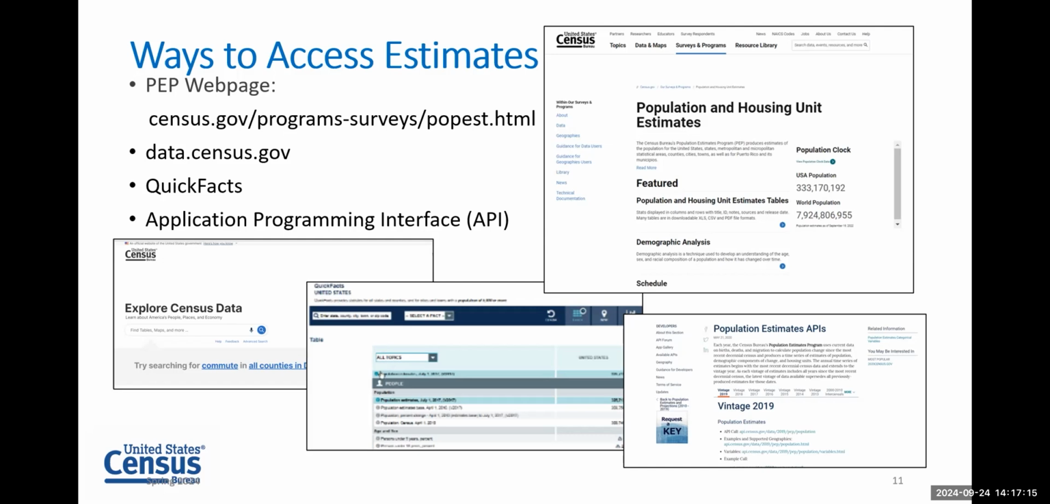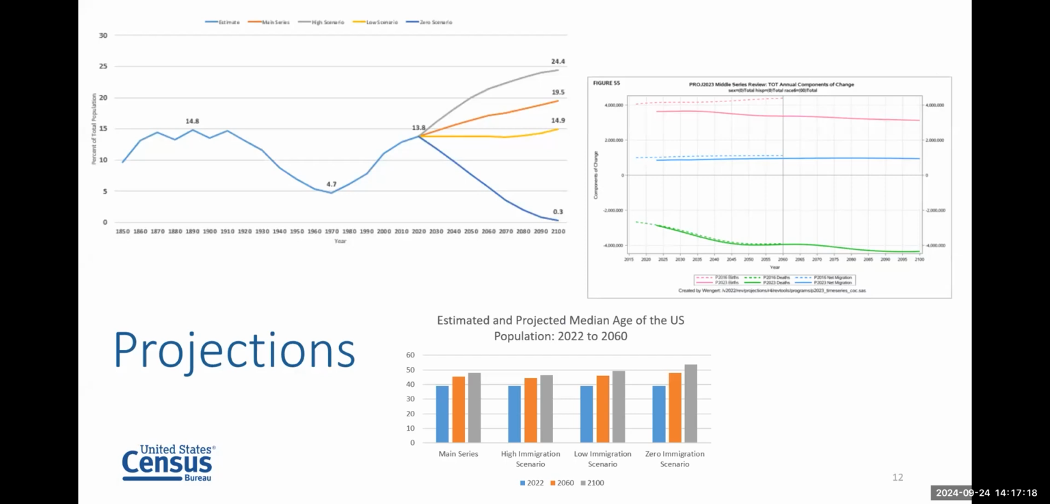Okay. All right, I'm going to jump in on population projections. We don't produce population projections as often as we do for the population estimates. So we generally produce those about every 3 years. Sometimes we'll have a bigger gap.